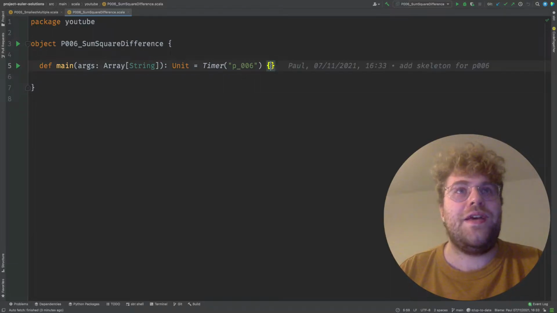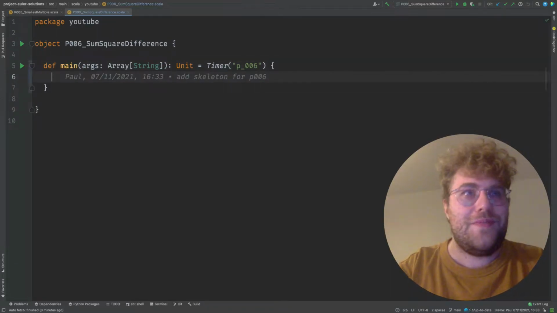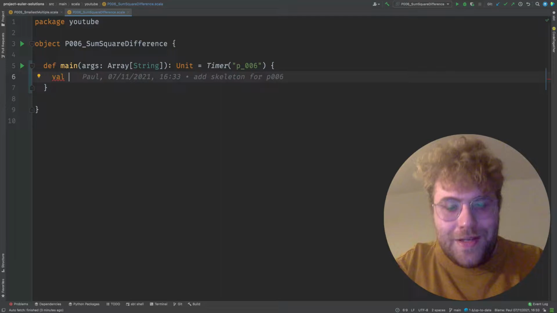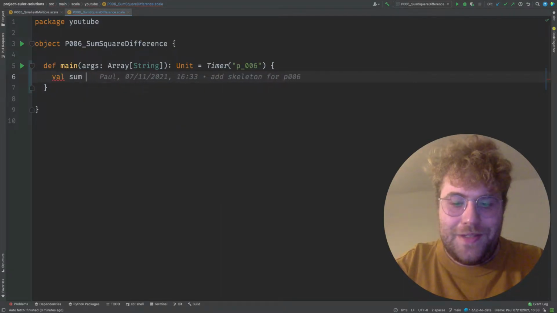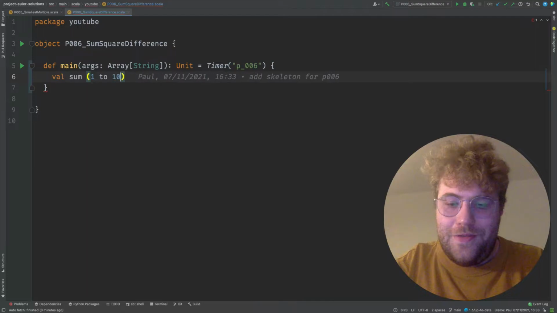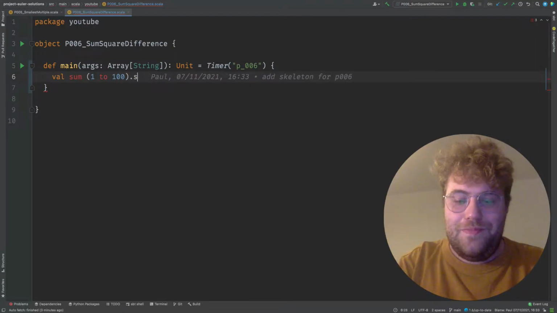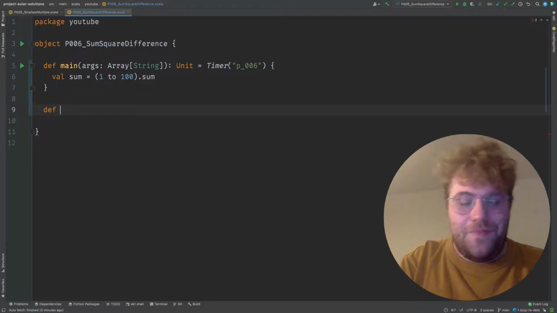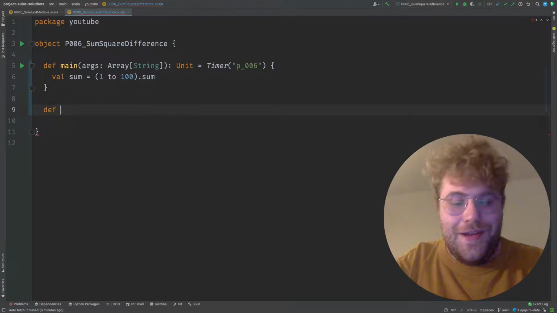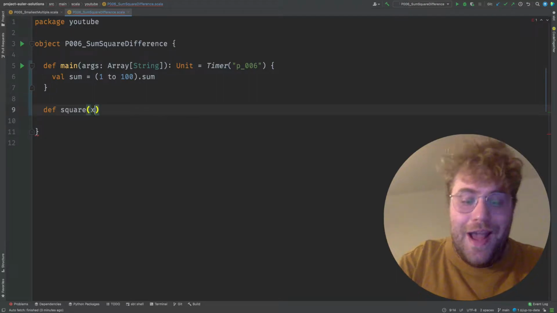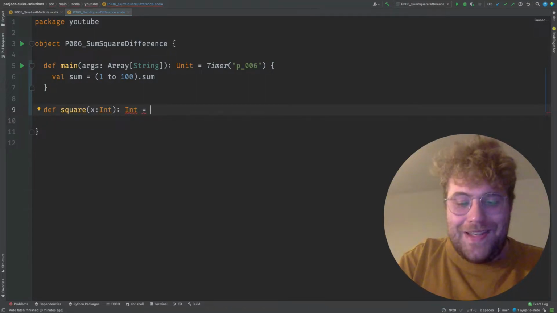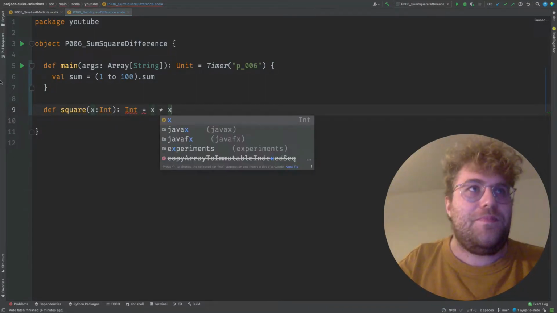So we need both the sum of the squares and the square of the sums. To get the square of the sum, we will first need the sum. So I can just say that the sum is equal to 1 to 100 dot sum. Helps if you have the equal sign. And then we're going to want to square that, so this is probably completely unnecessary, but we're going to define a function called square. Guess what it does? It's going to square it. And yeah, this is probably a bit pointless. I could have just inlined it, but there we go.